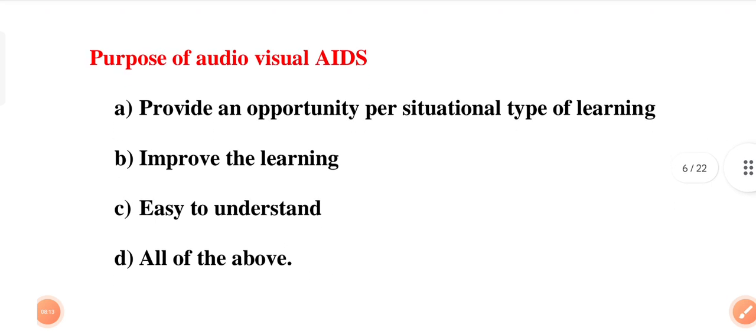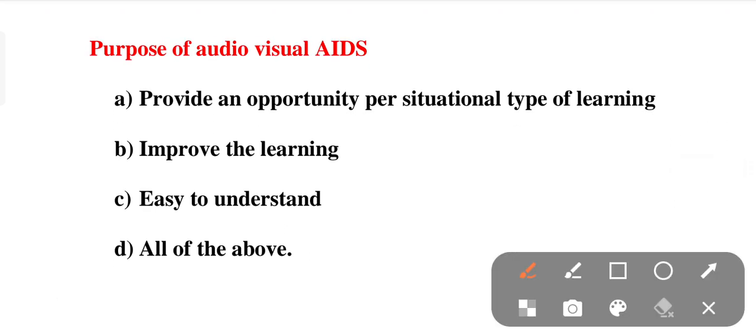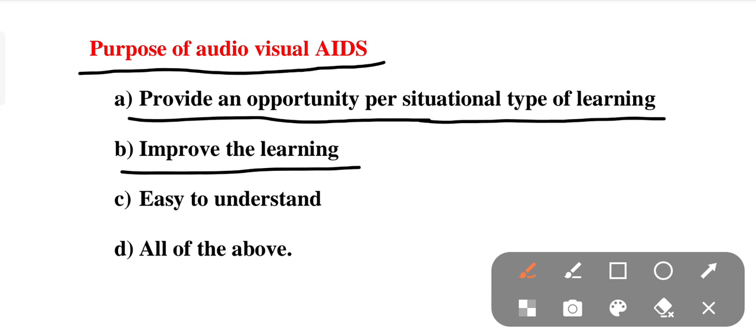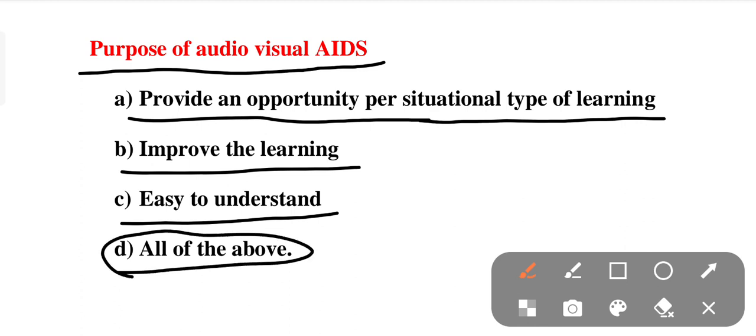So the next question is, what is the purpose of audio visual aids? Options are: A, provide an opportunity for situational type of learning. Option B, improve the learning process. Option C, easy to understand. Option D, all of the above. So the right answer is all of the above.